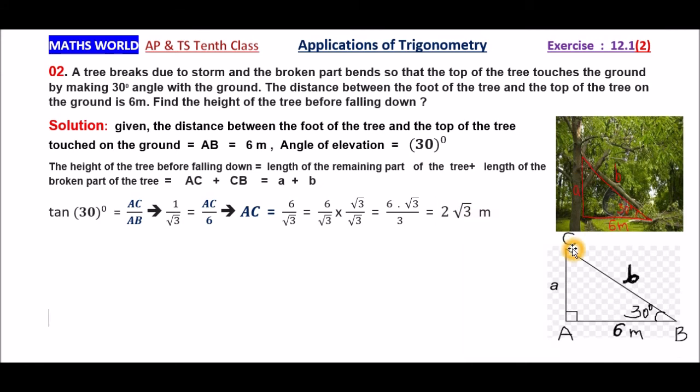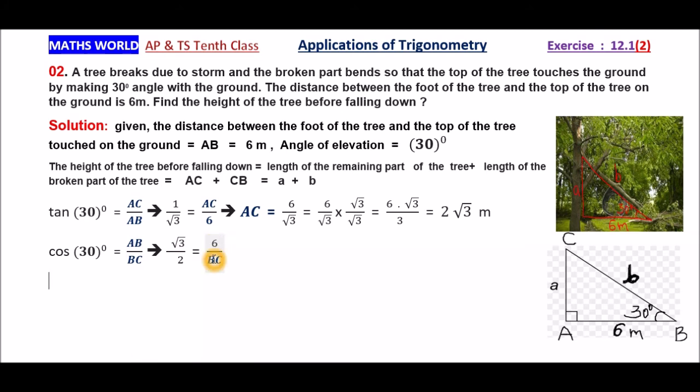Now we have to find the length of the broken part of the tree, BC. Use cos 30. I told already why we have to use cos 30 here. So use cos 30. Cos 30 is equal to adjacent side divided by hypotenuse. So cos 30 is equal to AB divided by BC. And we know what is the value of cos 30? Cos 30 is root 3 by 2. And given values are AB is 6 meters. Just simply substitute it. AB is 6 meters.